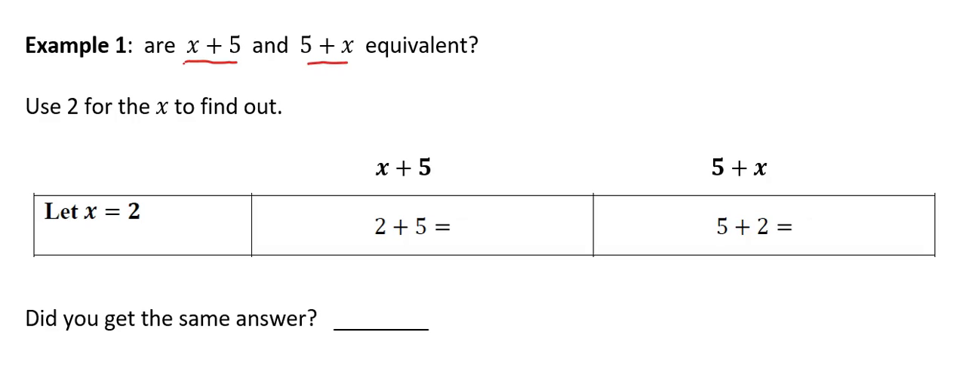We're going to substitute the number 2 for the x in both expressions to see if we come up with the same answer. So instead of saying x plus 5, I'm now going to do 2 plus 5. Where I had the x, I now replace it with a 2. 2 plus 5 is 7.